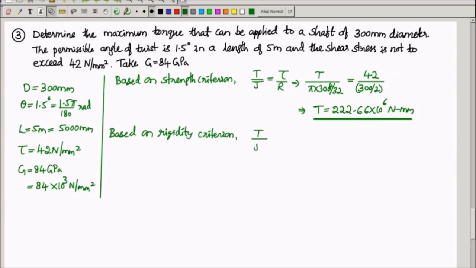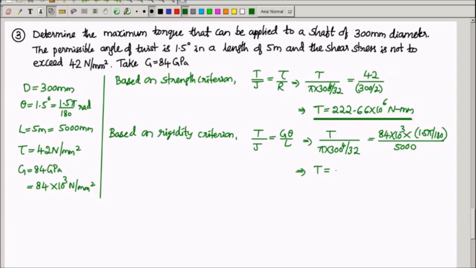Rigidity criterion says T by J is equal to G theta by L. So when I substitute all the values except T, T is unknown here. Pi into 300 power 4 divided by 32 is equal to G, which is 84 into 10 power 3, into theta, which is 1.5 pi by 180, divided by L, which is 5000. So find out what is T from this. T is 349.754 into 10 power 6 Newton millimeter.